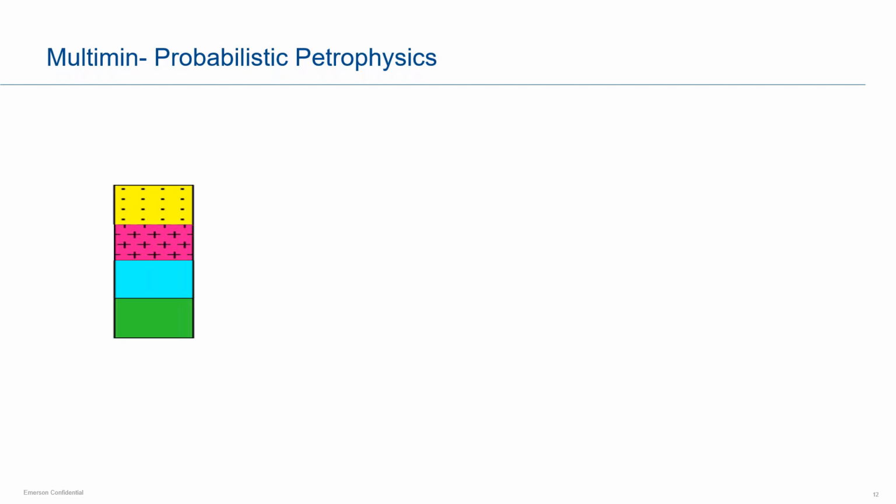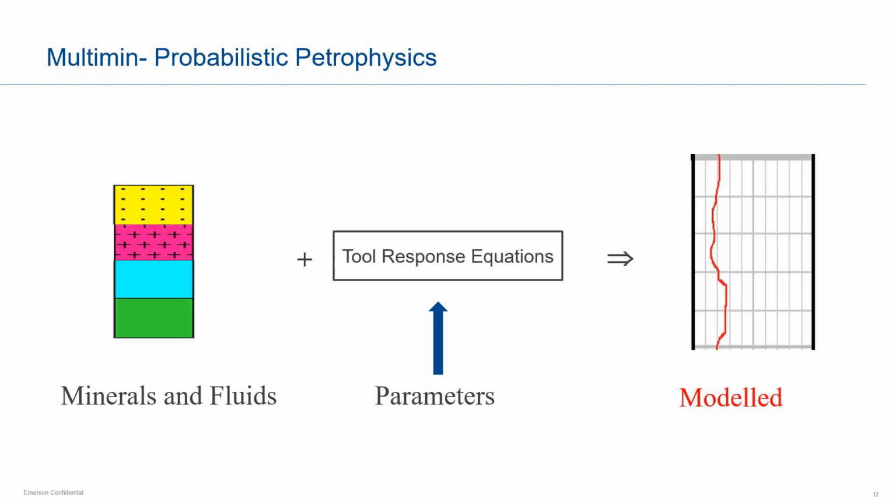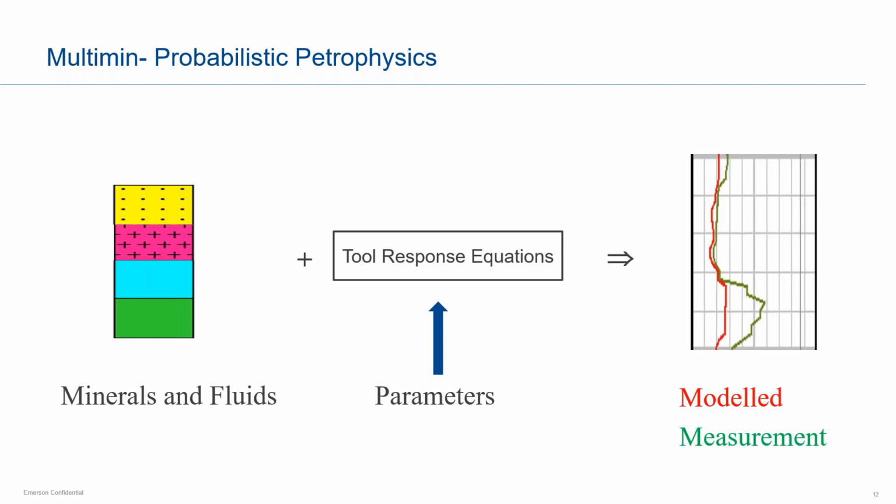Once we know the type of minerals and fluid, it is possible to use the response equation for any of the logging tools, and in the response equation, we can provide the parameters, which are the properties of minerals and fluid, and generate a pseudo log. Once I have a pseudo log, we can compare it with the measurement. If there is a good match between the modeled and measured log, we can say we have calculated the mineral and fluid volumes correctly. If there is a mismatch, it is possible to adjust the mineral volume or change the properties of the minerals and try to get a good match between modeled and measured logs.